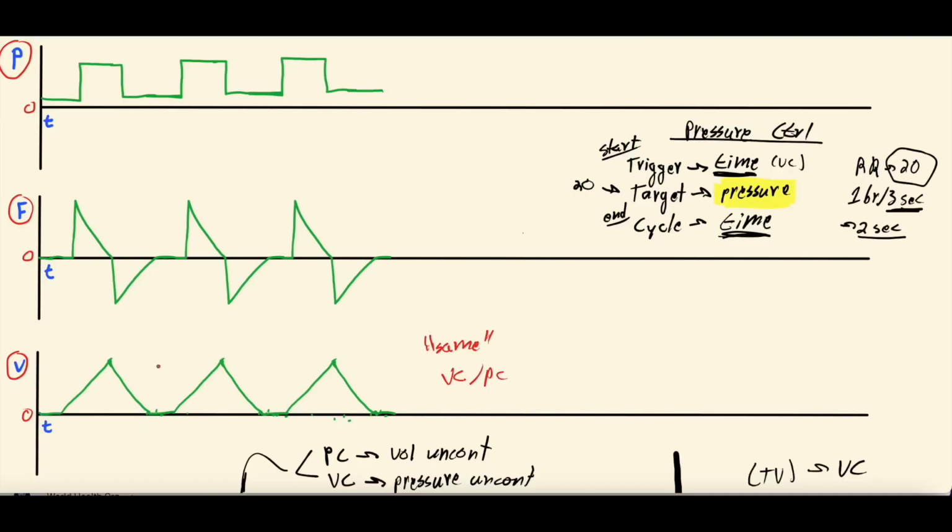And what it is, this is a single breath. Every triangle is one breath. And what happens in this breath is the volume goes up, right? It's positive. This is inspiration, or this is when the ventilator is giving a breath. And you get to whatever you set, right? 400 cc's, 500 cc's, the tidal volume, and then the volume starts to go down.